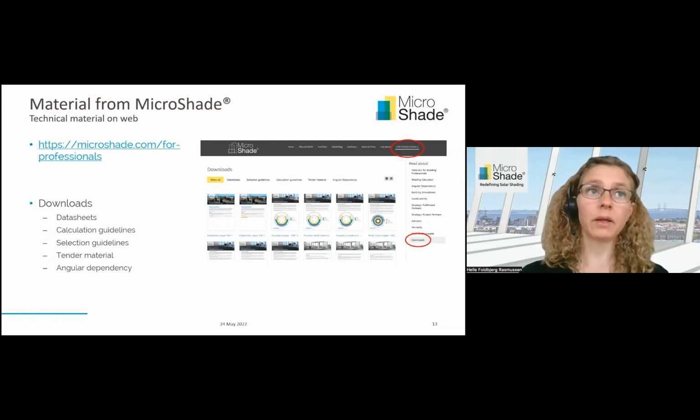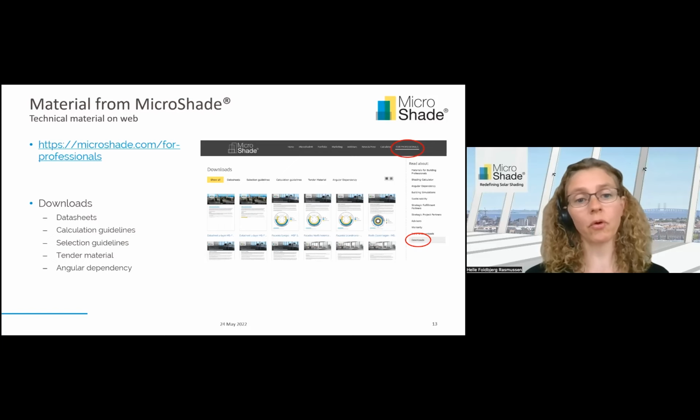You can also find some data sheets for the microshade solutions. You can find selection guidelines on what kind of glazing buildup you should use depending on the application of the microshade. We have some examples of tender text that you can use, and we also have more in-depth knowledge about angle dependency of microshade and also for other glass and shading solutions. So go ahead and have a look at all these features, and then of course we also have the SimShade as I told you about in the beginning.